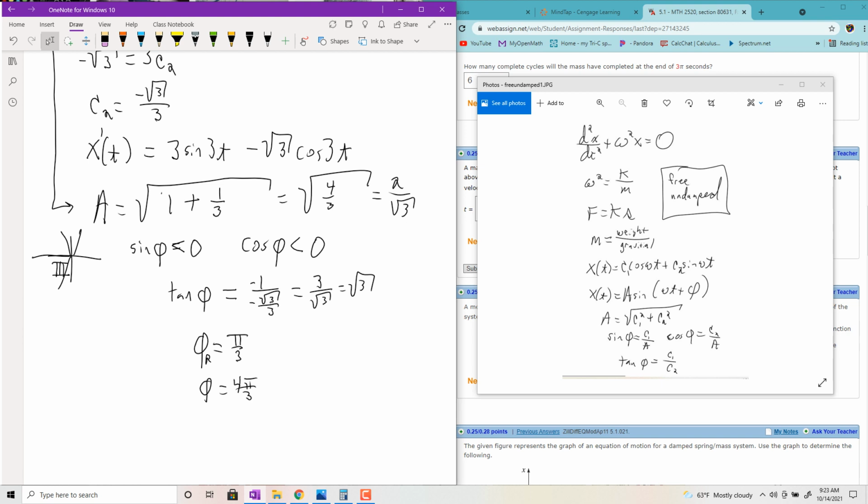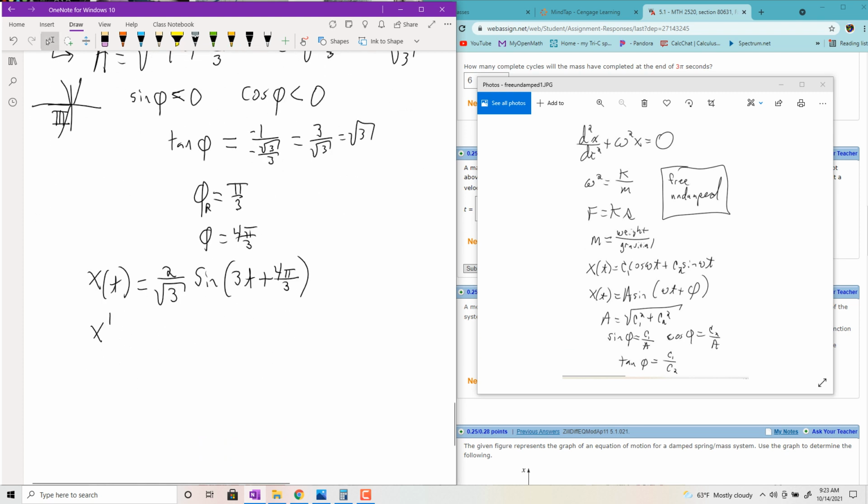Okay, and then we could form our alternate form of the equation of motion. So that's going to be x of t equaling A, which is 2 over root 3, times sine of omega t, which is 3t, plus this phi value, 4 pi over 3. And then I'll get the derivative and set it equal to 3. And I should be able to solve it easily. Okay. Times, I guess, 3 cosine of 3t plus 4 pi over 3. Clean it up a little bit.